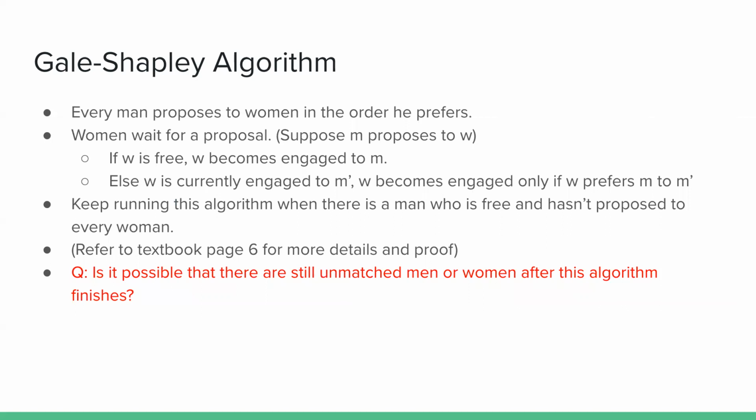You keep running this algorithm until every man has proposed to women, and then at the end you're going to get a perfect stable matching. You can also look at the textbook that gives you a little bit more detail on that. And then question here, is it possible that there are still unmatched men or women after this algorithm finishes, assuming that there are equal number of men and women? No. Yeah, no, it is not possible.